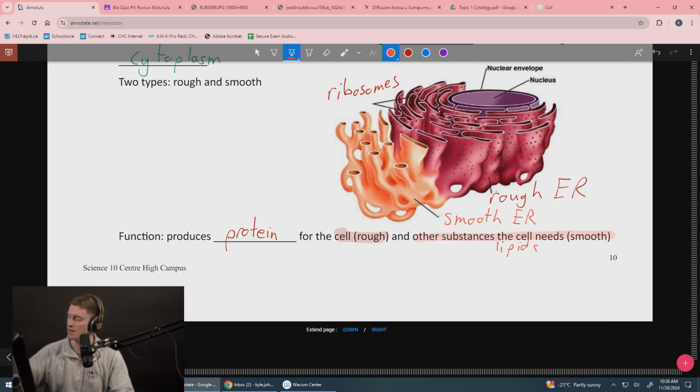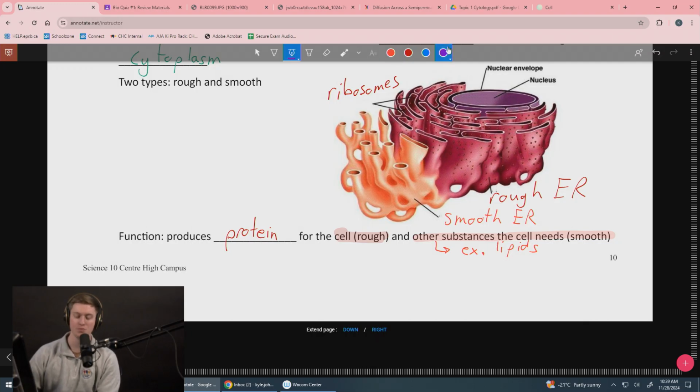So I'm just going to say, for example, lipids, those are like fat molecules. Those are produced on the smooth ER. Wow, I just am looking at the screen now, and I see that the orange and the red look very similar. It's trying to do orangish for the smooth ER and red for the rough ER and for the proteins.